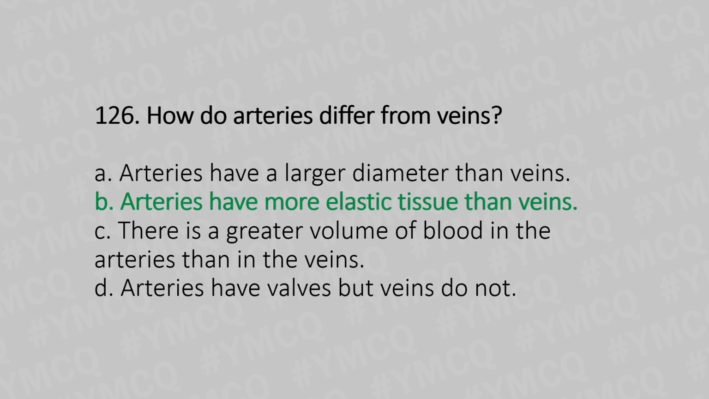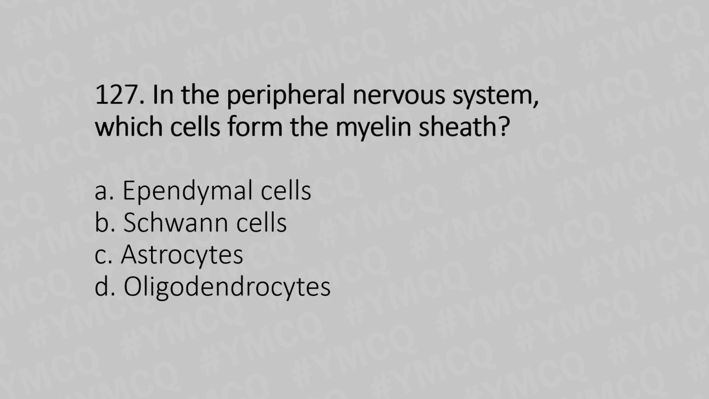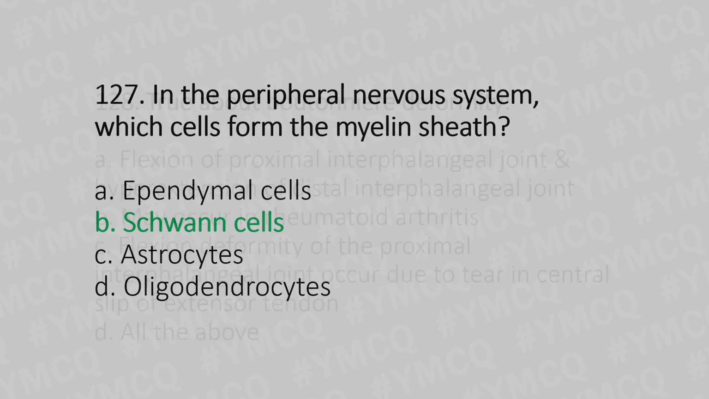Now let's move to question number 127. In the peripheral nervous system, which cells form the myelin sheath? Option A, ependymal cells. Option B, Schwann cells. Option C, astrocytes. Option D, oligodendrocytes. And the answer is option B, Schwann cells.